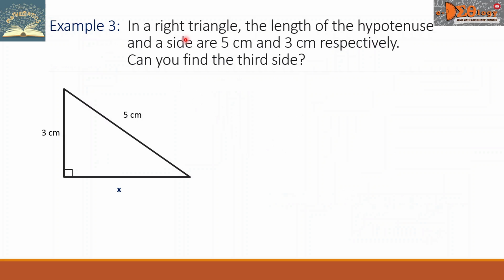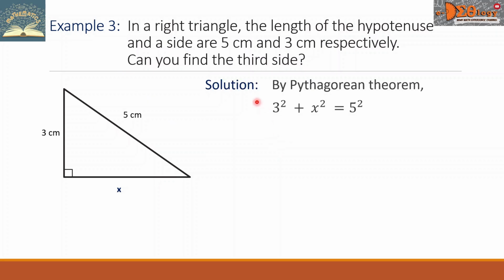Example 3. In a right triangle, the length of the hypotenuse and a side are 5 centimeters and 3 centimeters respectively. Can you find the third side? In our figure here, the hypotenuse being the longest side, we put the 5 centimeters. Then one of the sides is given as 3 centimeters. We need the third side and we name this as x.